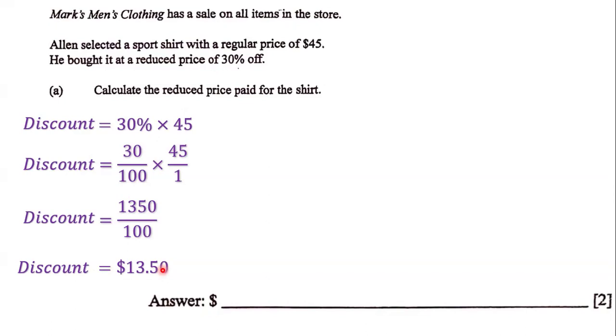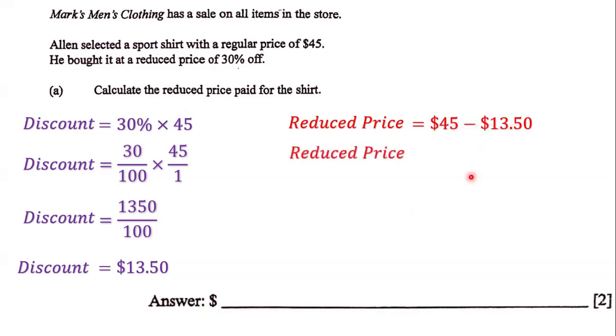The shirt was not paid for $45. It was paid at a reduced price. What is that price? Well, we have to subtract, right? We have to take $45, which is the original price or the regular price, and subtract the discount. And so when we subtract those two, we get $31.50. And that's going to be the reduced price paid for the shirt.